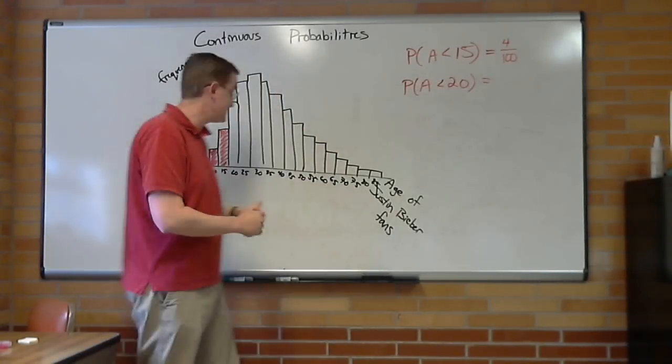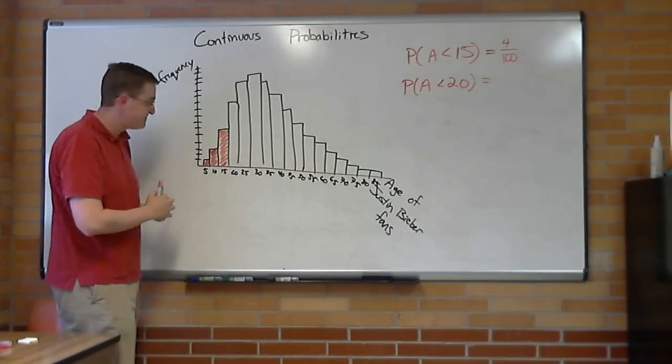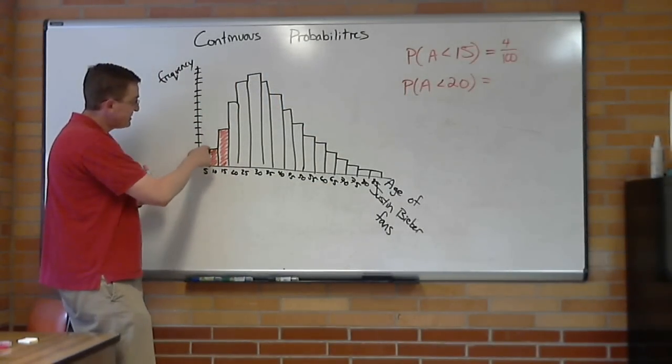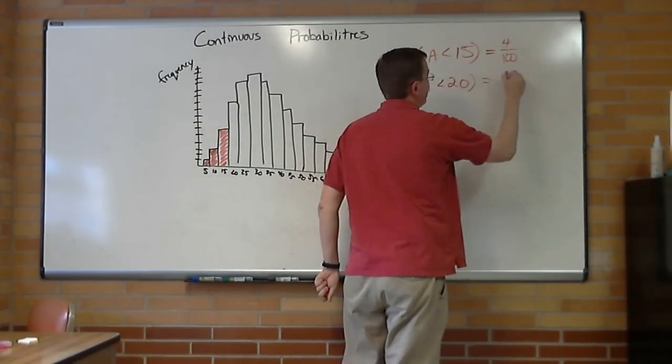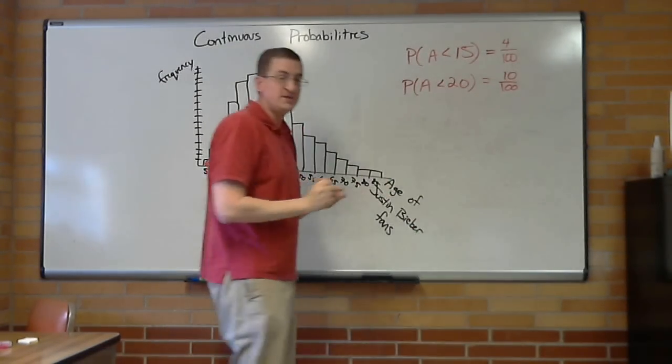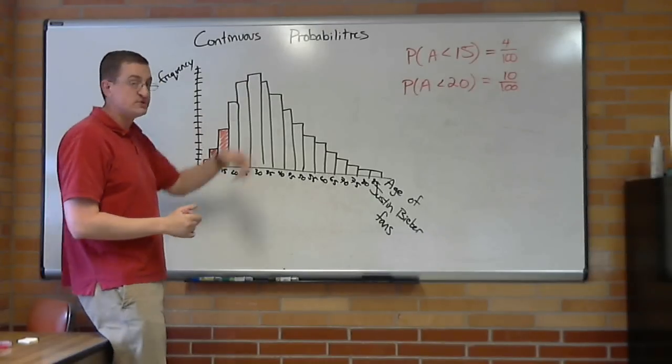Now, let's change the question to say, what is the probability that our random age would be less than 20? So now I've got this extra bar filled in. I'm going to add these up. I've got 1 and 3, 4, 5, 6. So that would be 10 out of 100. So with a histogram, you can see exactly what it would look like.